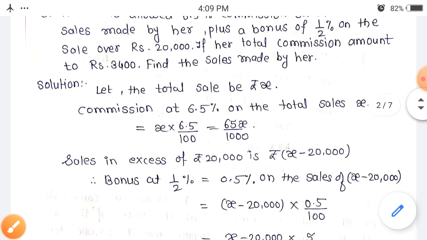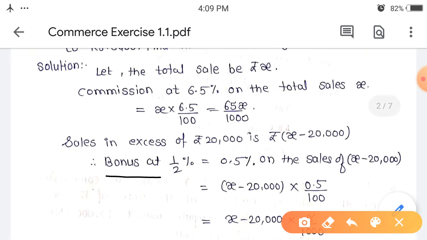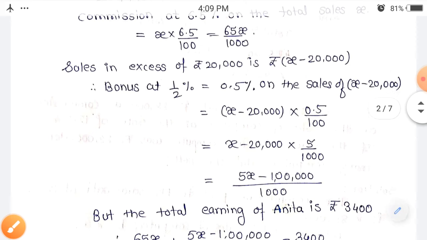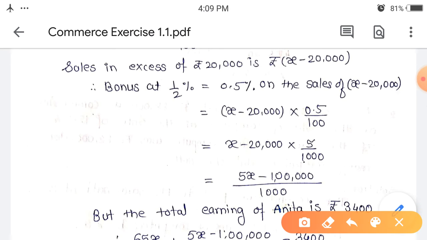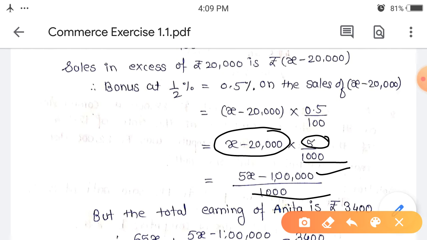So therefore the bonus at 0.5%. 0.5% means what? 0.5% on the sales of x minus 20,000. So how much will we get here? x minus 20,000 into 0.5. Calculate the terms. This 0.5 is 5 upon 1000. Multiply this 5 by this term: 5x minus 1 lakh divided by 1000.